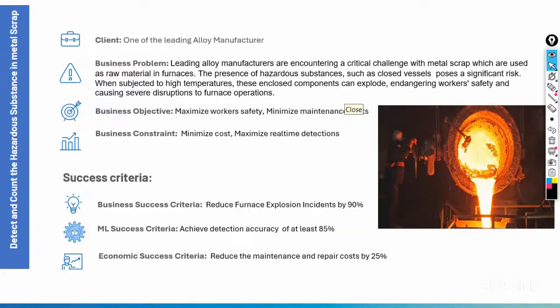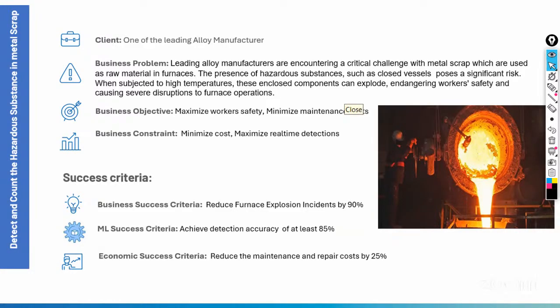We divide this into three major parts: business success criteria, ML success criteria, and economic success criteria. When it comes to business success criteria, we aim to reduce furnace explosion incidents by 90% and ensure a much safer work environment. Now comes the ML success criteria. Our goal is to achieve at least 85% detection accuracy, meaning the model should be reliable enough to identify closed vessels and hazardous items automatically.